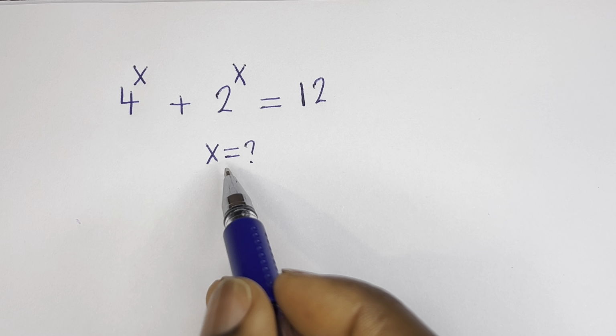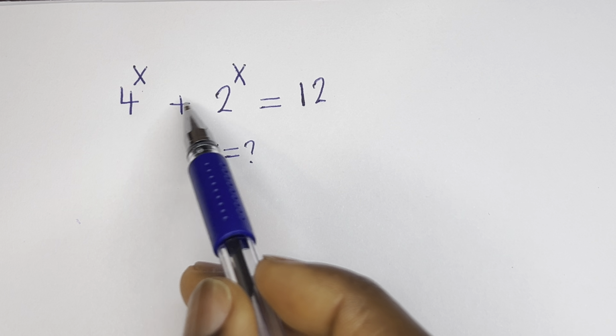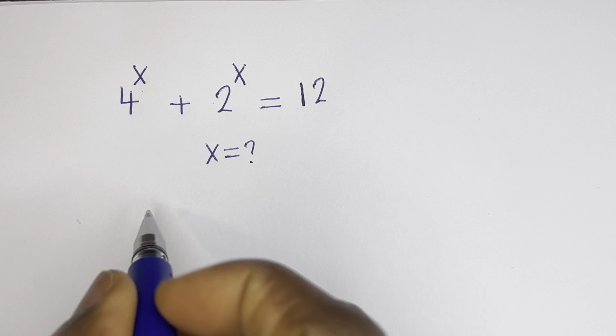Hello, how to solve for s in this equation? 4 to the power of s plus 2 to the power of s is equal to 12. Solution.